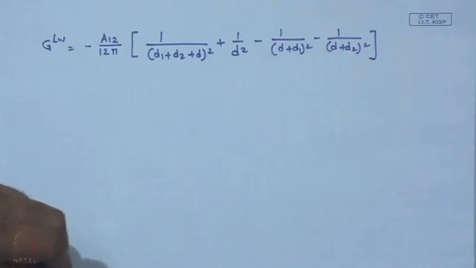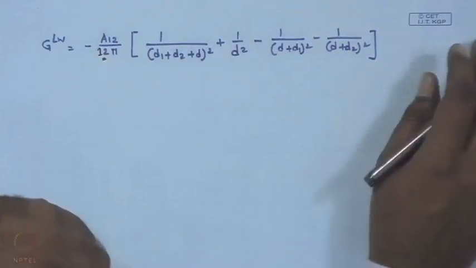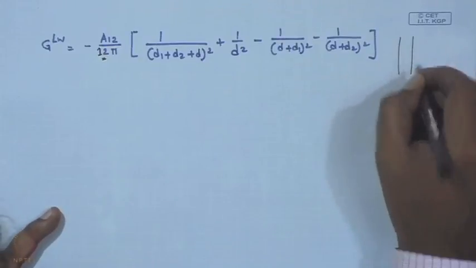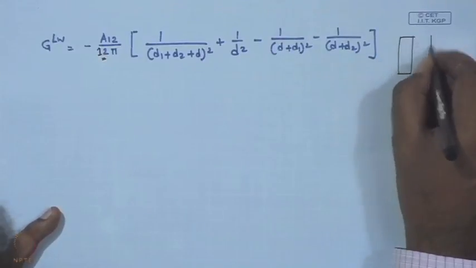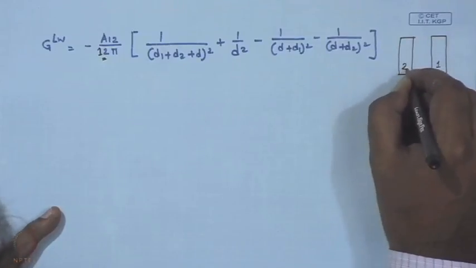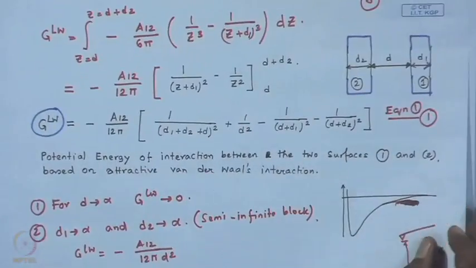Let me just caution you, A12 and this 12 have nothing in common. This 12 is a numerical prefactor which comes from the integration, and A12 is essentially the Hamaker constant between blocks of material 1 and 2. Okay. And we also talked about certain limiting cases.